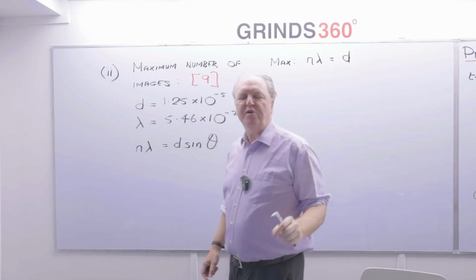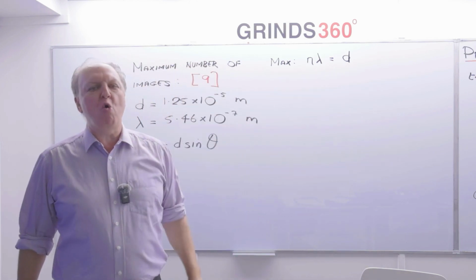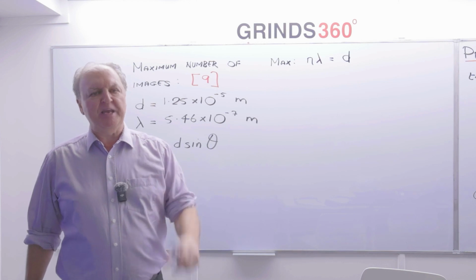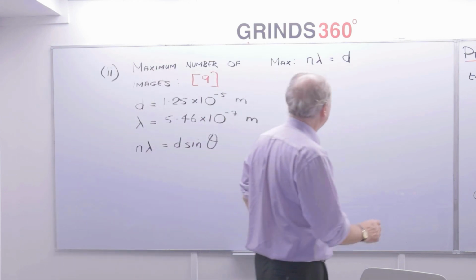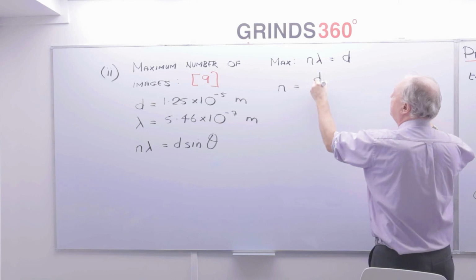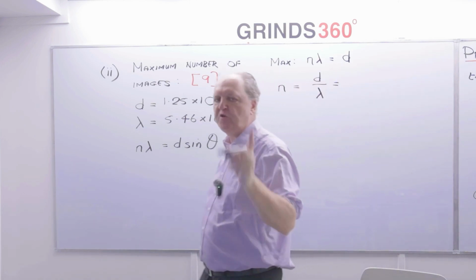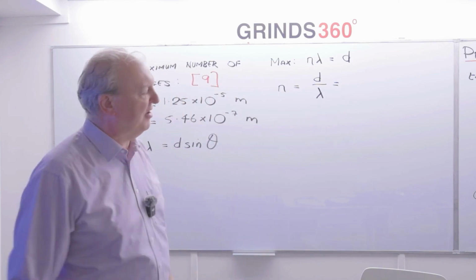And what I'm looking for is the number n. The number n then will be the highest order of image that I can obtain. So writing that in terms of n, I get n is equal to d divided by lambda. That's basically all I'm going to do. There's a few other things, though, you have to think about and be careful about here.